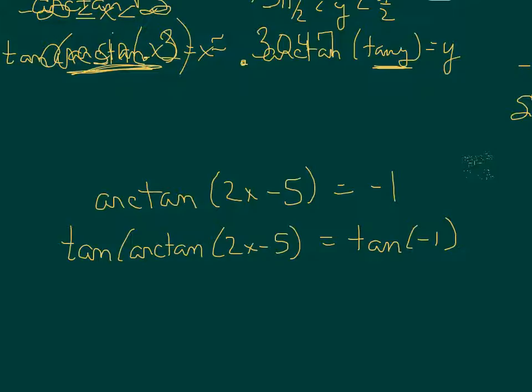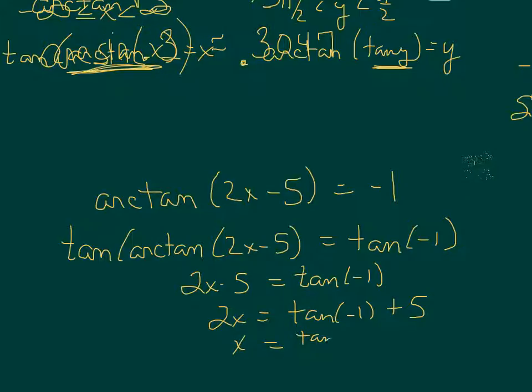All right, this side becomes 2x minus 5. And this, I'm just going to leave as the tangent of negative 1 right here, because we don't want to use an approximation in something that we're going to keep using. So I'm going to leave it as an exact value until I get all the way to x equals. So we get 2x equals the tangent of negative 1 plus 5, and then divide all that by 2. Now plug it in your calculator. 1.721.